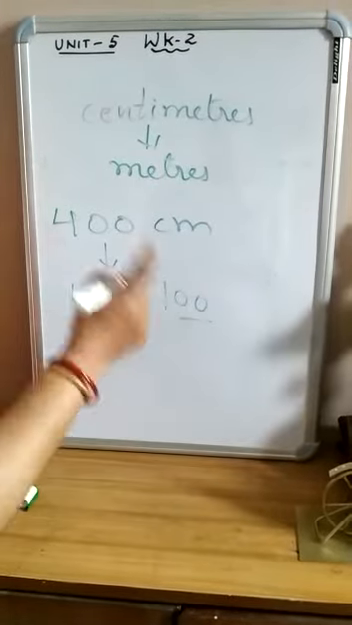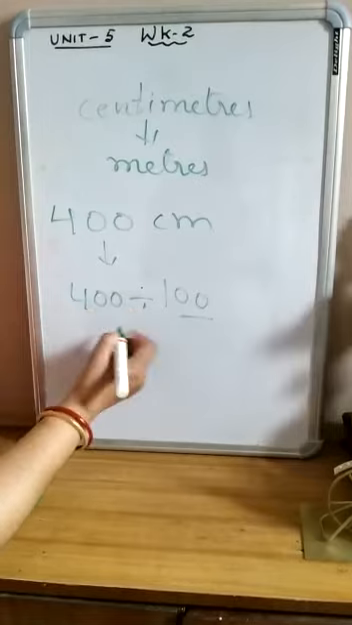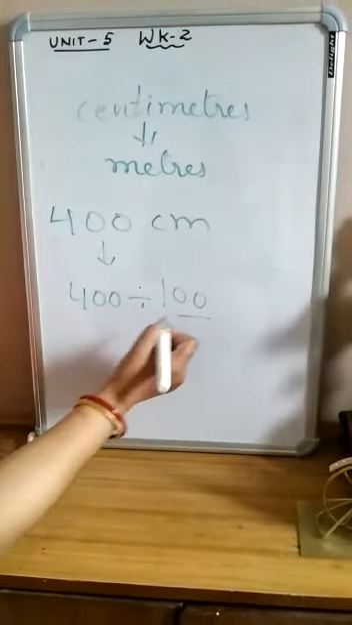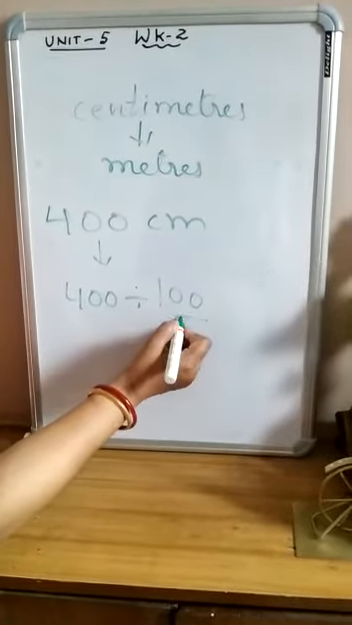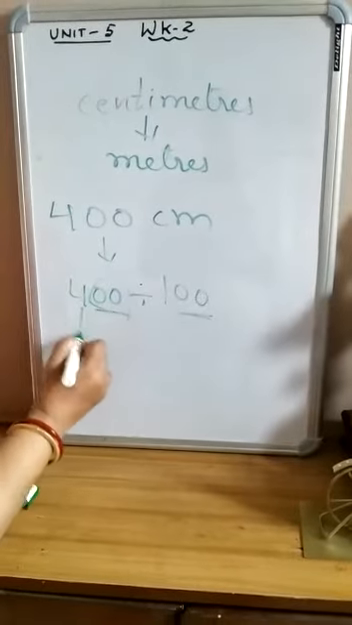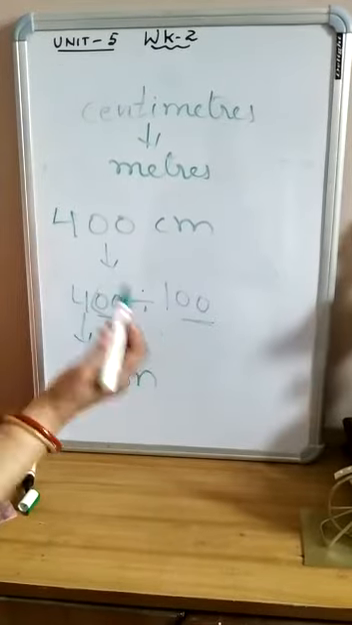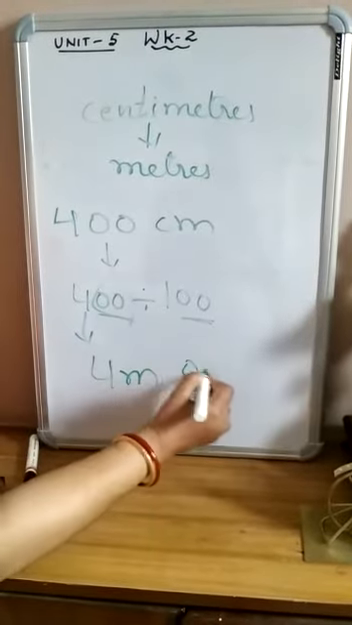So after division, this 400 is divided by 100. 100 is having 2 zeros. I will remove these 2 zeros from the right side. So 4 is left. So 4 will become meter. Okay. And if you have to write down centimeter also, then it will have 0 centimeter. Correct? Now, come to the next point.